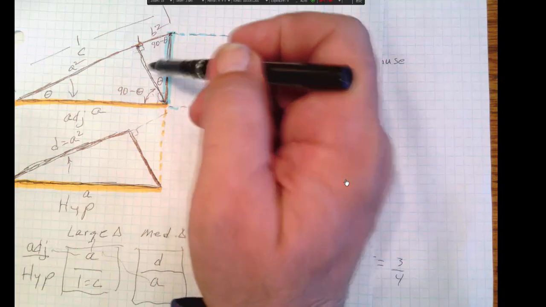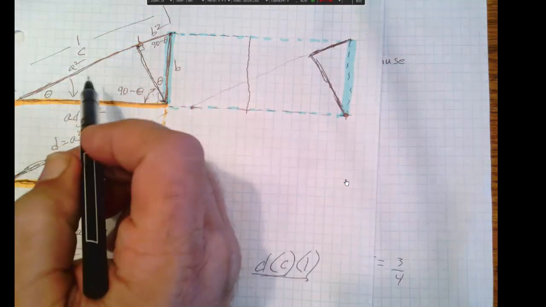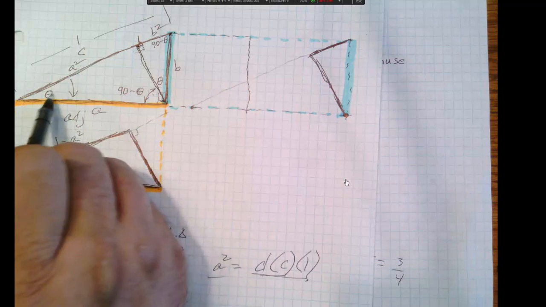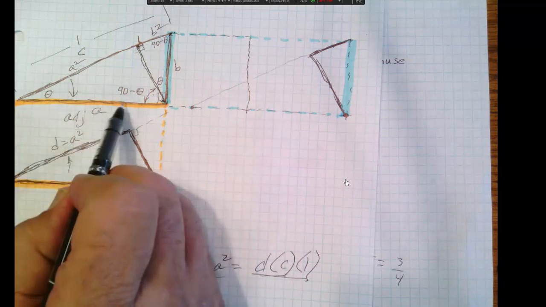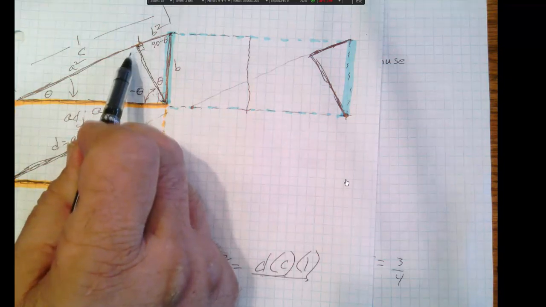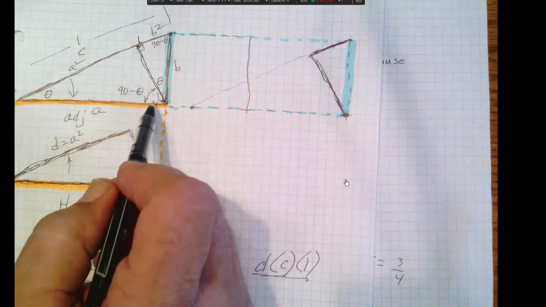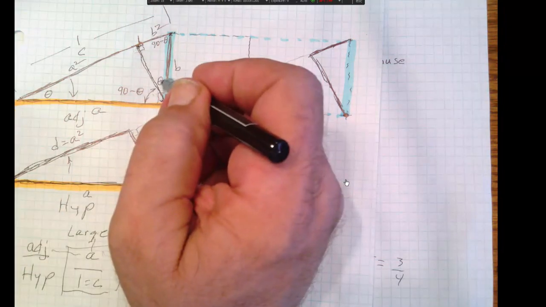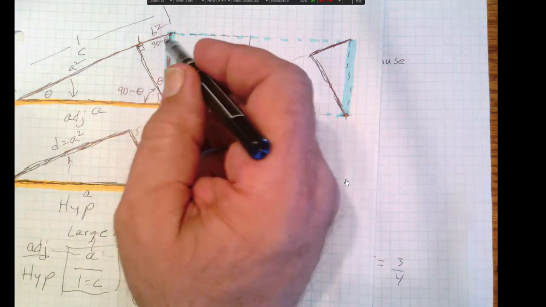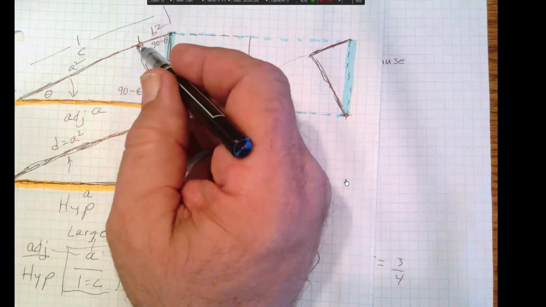In other words, by virtue of the fact that they all have the same angles. So let's see what that looks like. If we put theta here, and this is 90 degrees, that would make this 90 minus theta, and that would make this theta, and that would make this 90 minus theta because there's 90 there.